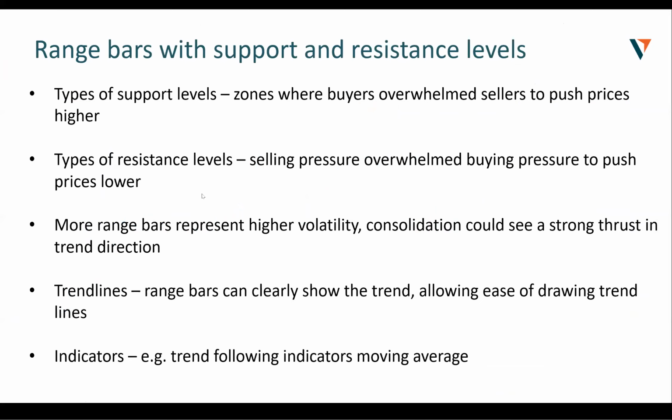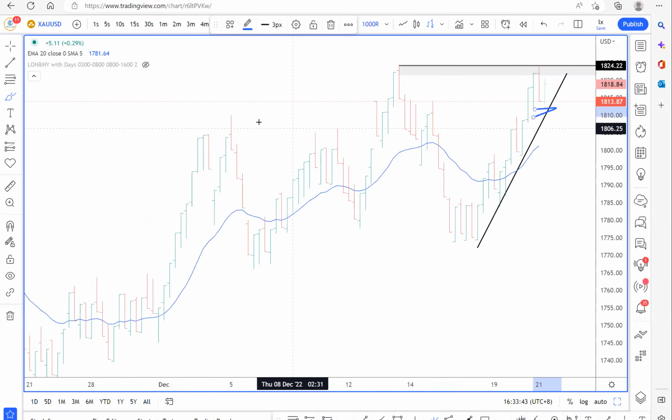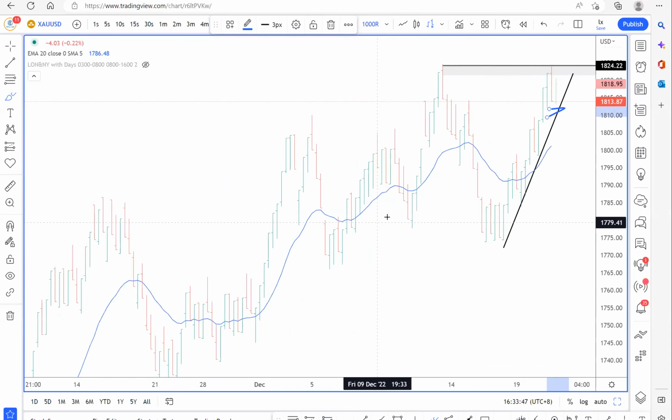Then we move on to the third point, where we talk about range bars and how they represent higher volatility. In general, when you have more range bars being formed, it shows that there's more activity going on at this specific price range. One more thing to note: let me bring back the chart. You can see these areas. Range bars help you identify specific zones where we saw a lot of hesitation.